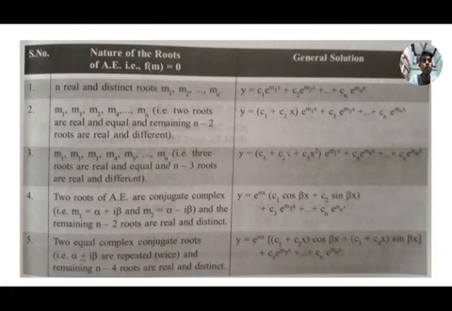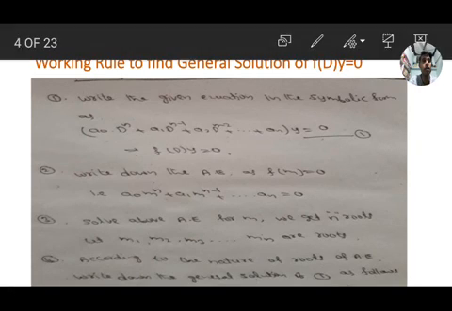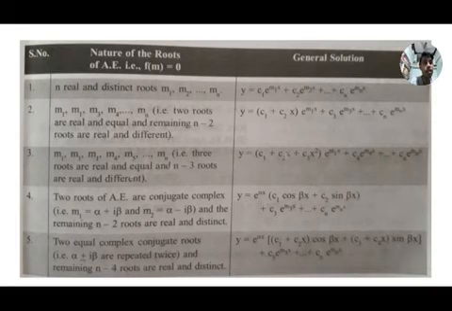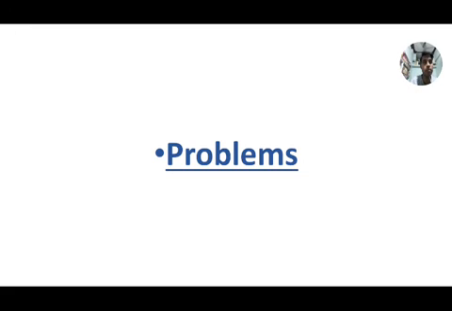Next, first we have to write the symbolic form and the auxiliary equation. Solving the auxiliary equation we get n values for an nth order equation. According to the n values we have to write the different solutions. Next, problems.